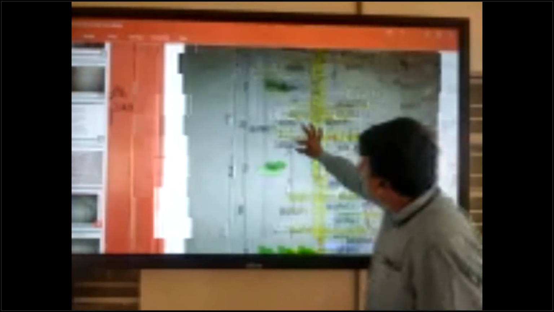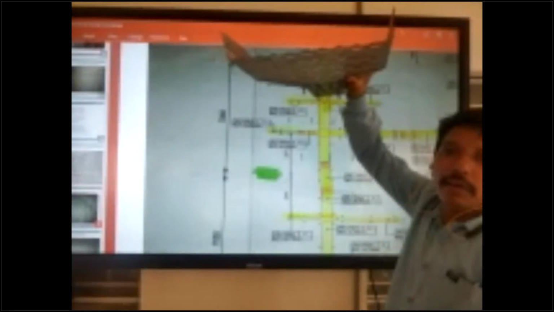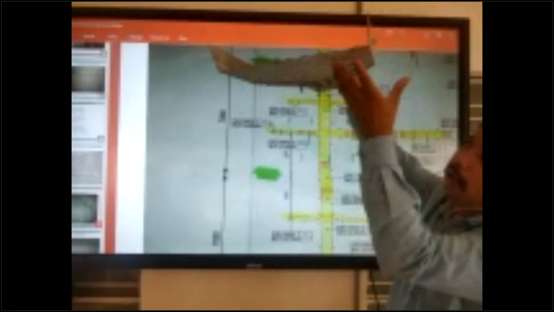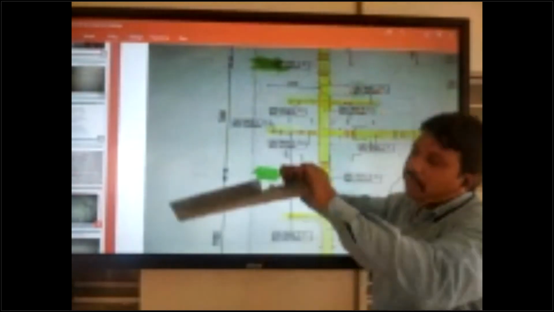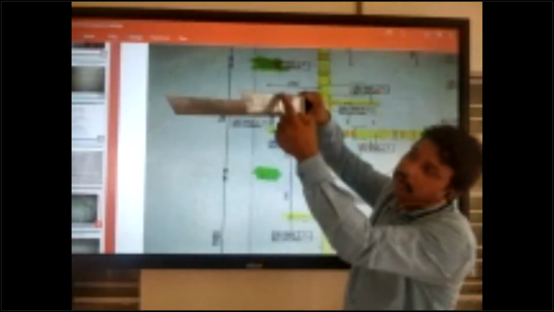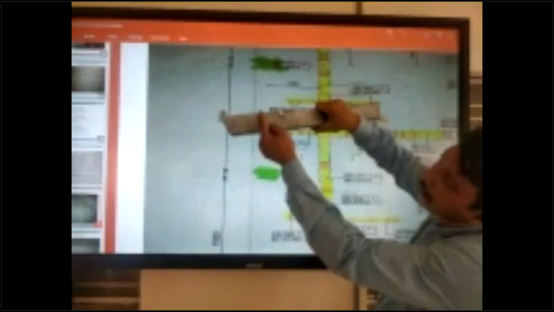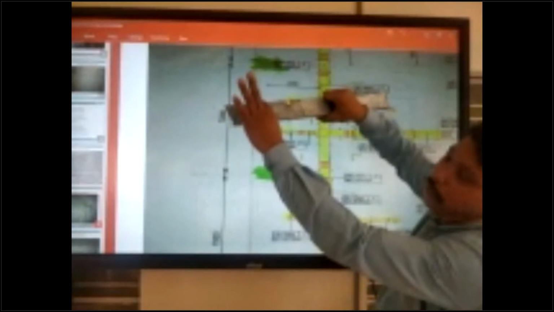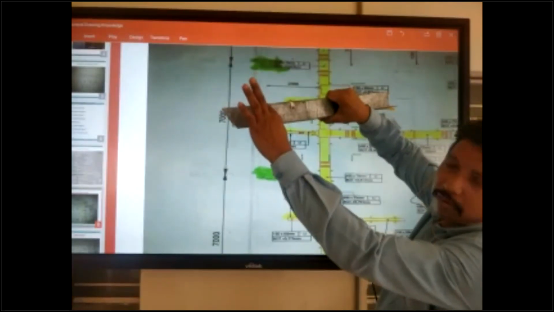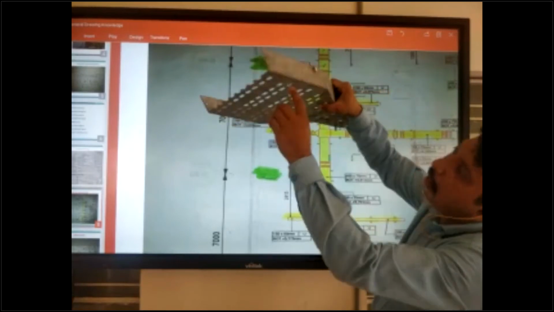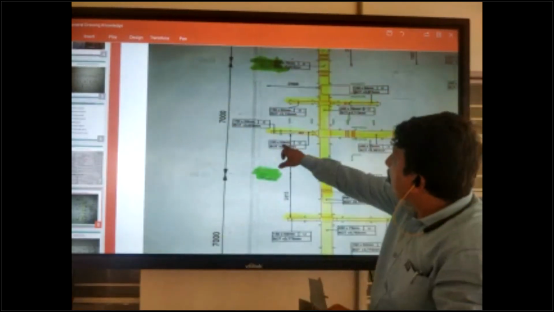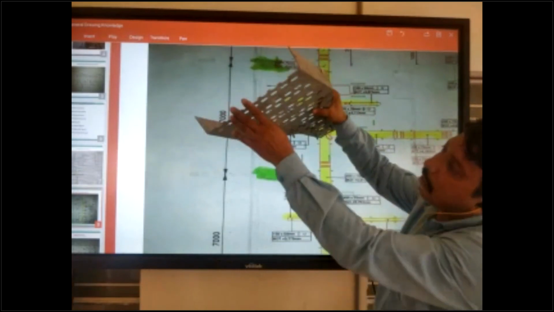In this, the main thing is 150 by 50 mm. 150 means the width of the cable tray. This width of the cable tray is 150 mm, which means 15 centimeter. And this 50 mm is the height of the cable tray. This is the height of the cable tray, 50 mm, half a centimeter.